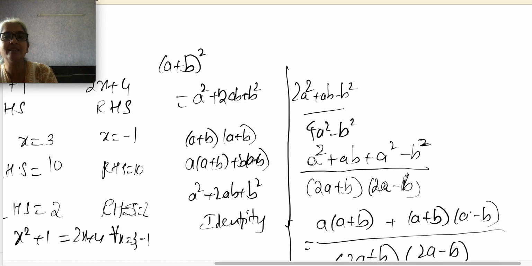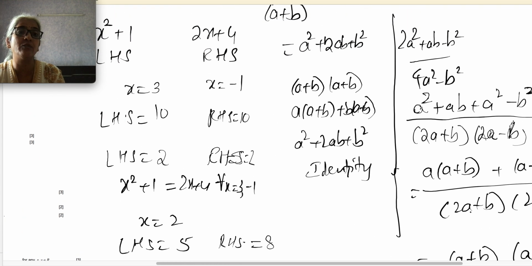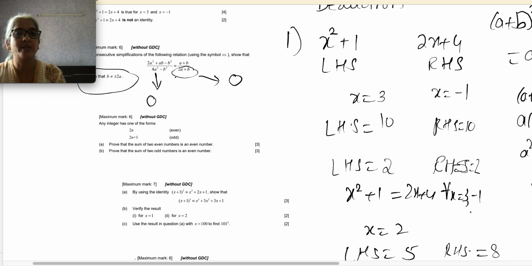Now why is this a deductive proof? It is because I assume the rule of 4a square minus b square is 2a plus b into 2a minus b as known. From that known rule I deduced the next result, and therefore it is a deductive proof. Let's look at the next question.